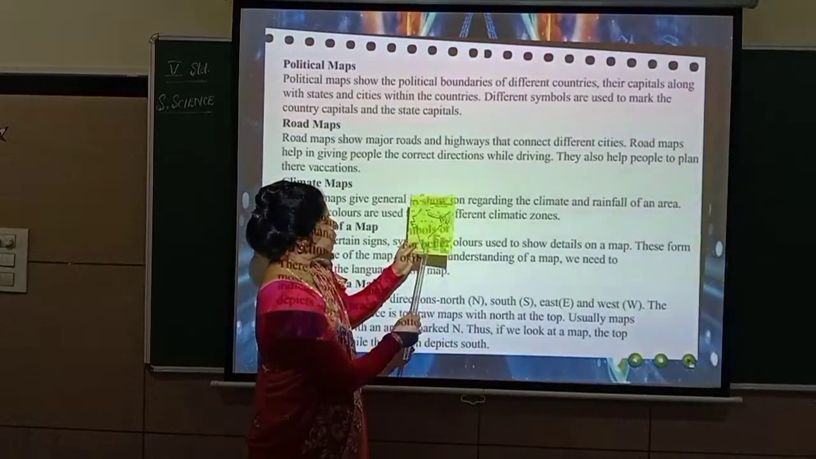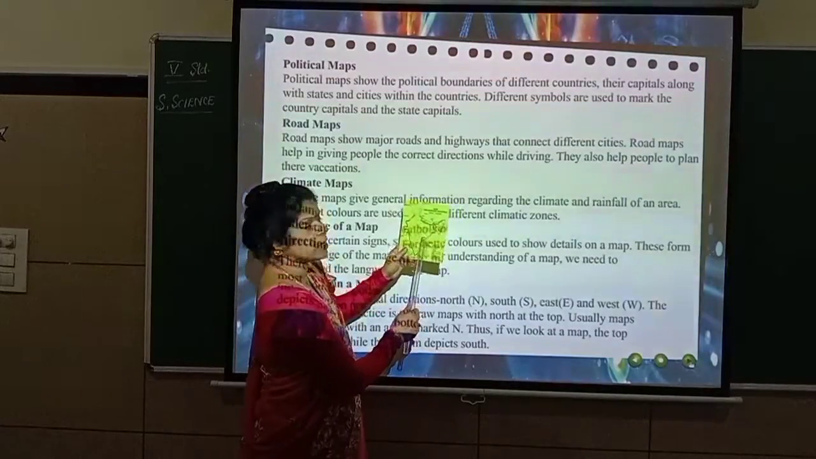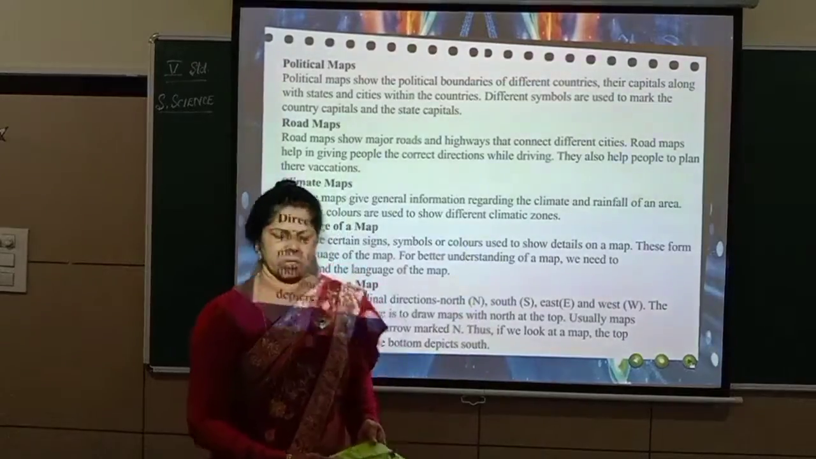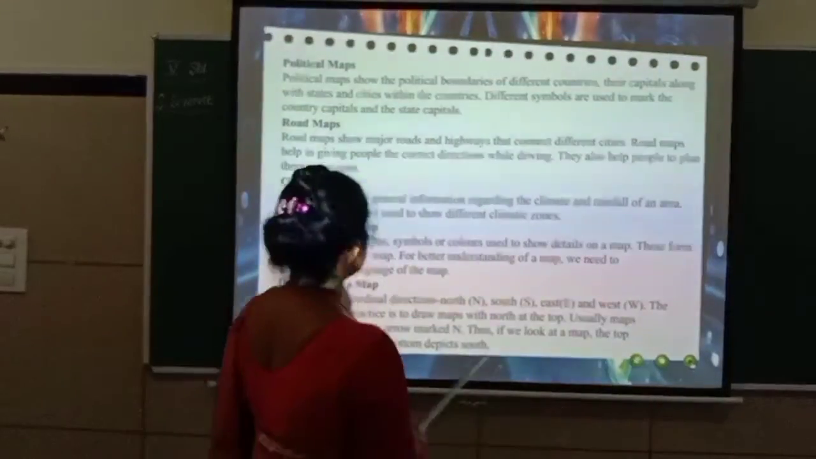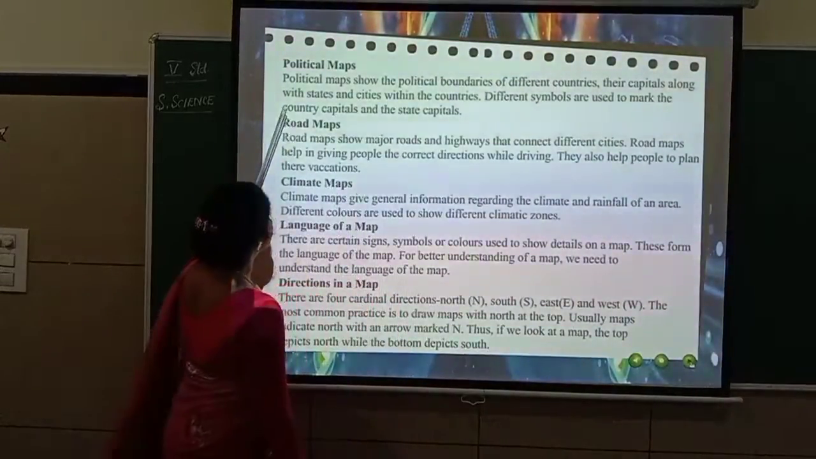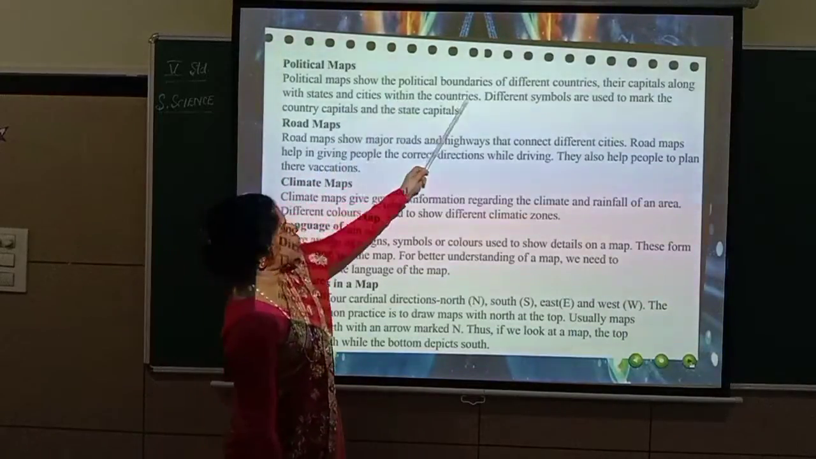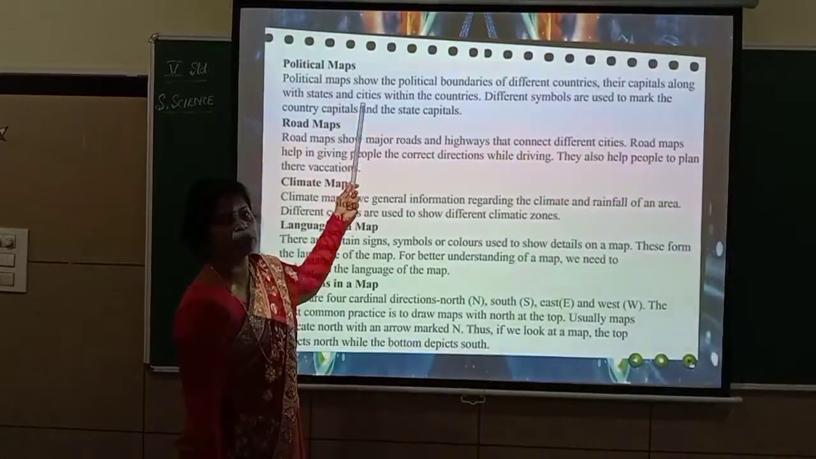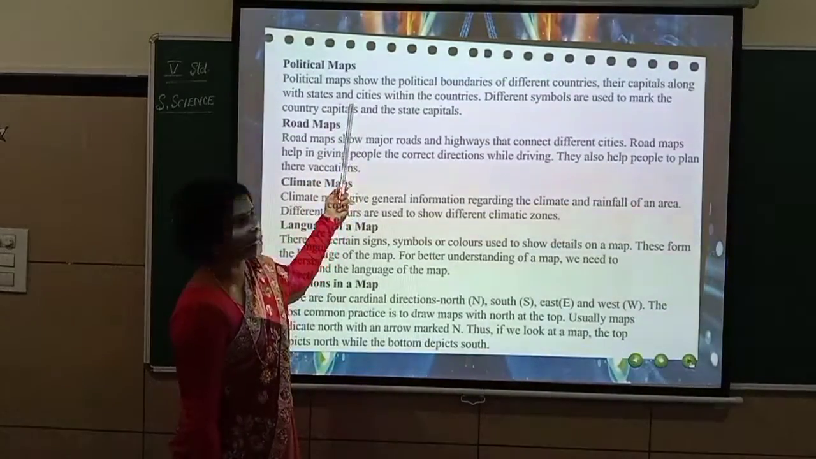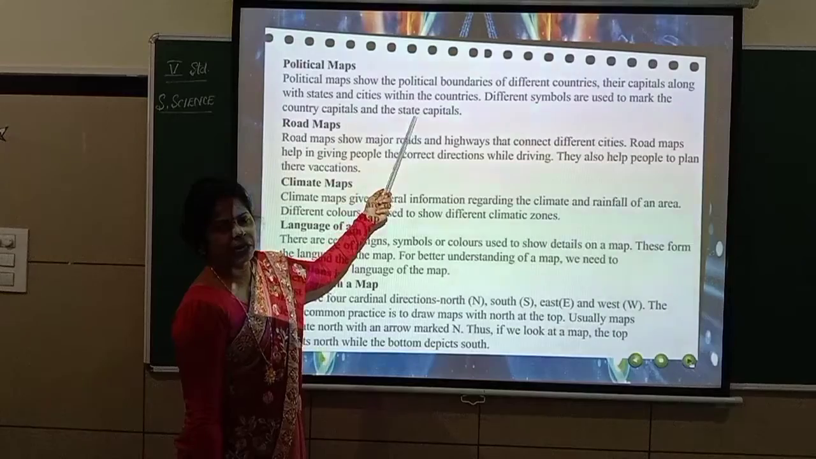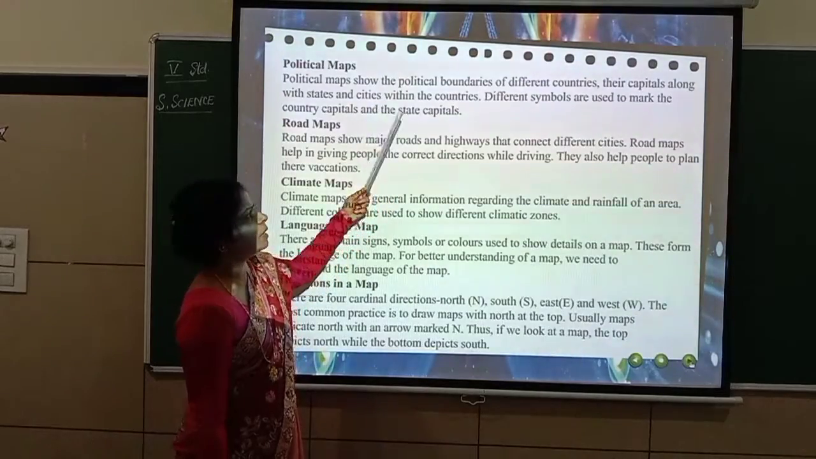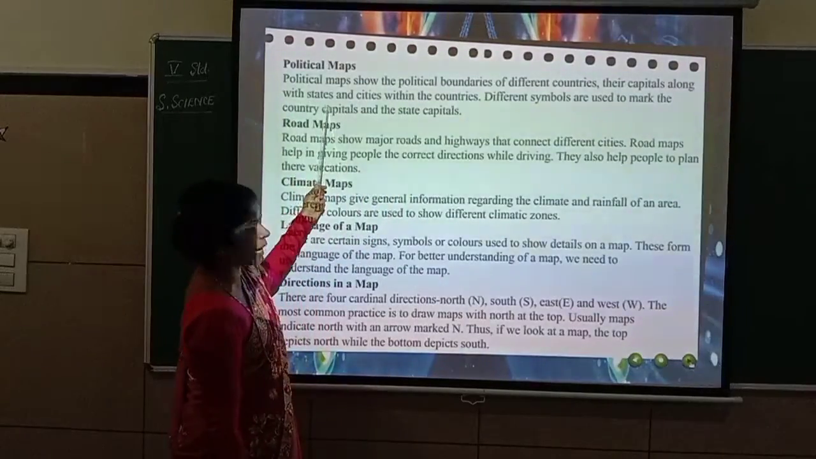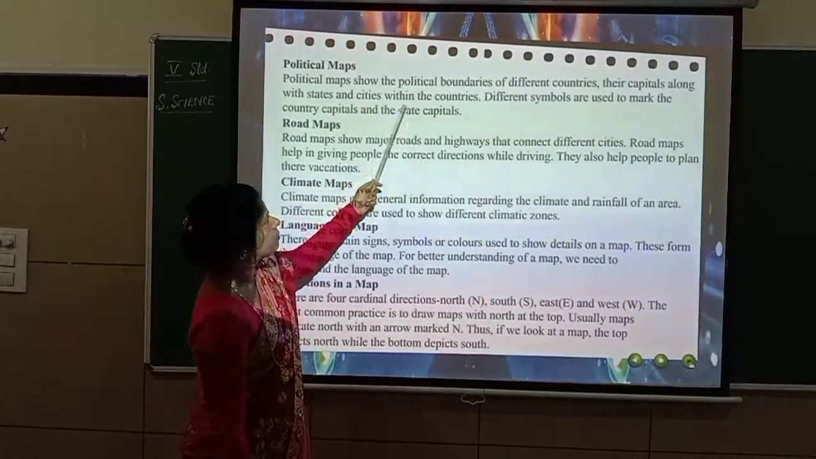Did you understand? So what does it do? That is called a political map, wherein you can see the boundaries to differentiate between countries, states, all those things. See, political boundaries of different countries, their capitals. Now for example, Karnataka, what is the capital of Karnataka? It is Bangalore, isn't it? Like that, if you take Kerala, it is Trivandrum. So they have got their capitals along with states and cities within the countries.